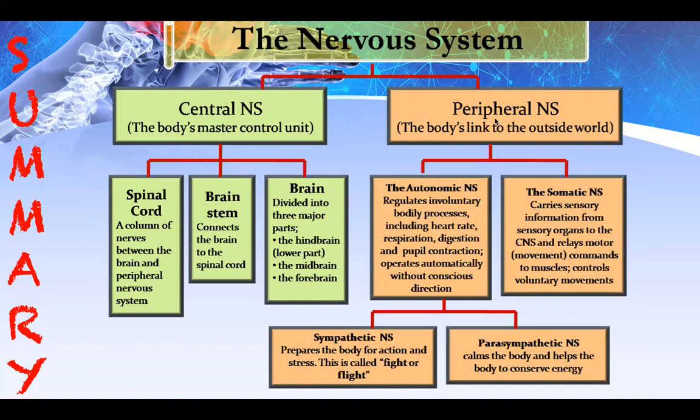On the other side, we have the peripheral nervous system. It is classified into two: the autonomic nervous system and the somatic nervous system. The autonomic regulates involuntary bodily processes, including heart rate, respiration, digestion, and pupil contraction, automatically without conscious direction. The somatic nervous system carries sensory information from the sensory organs to the central nervous system and relays motor commands to muscles to control voluntary movements.